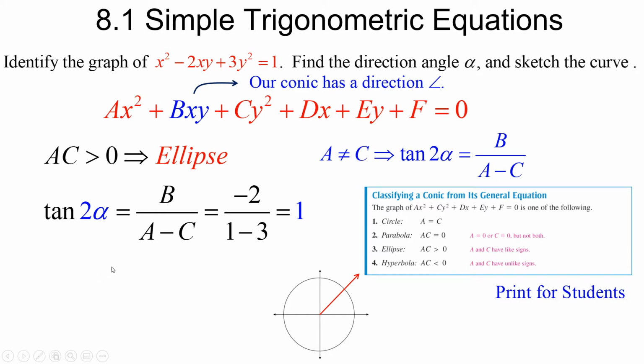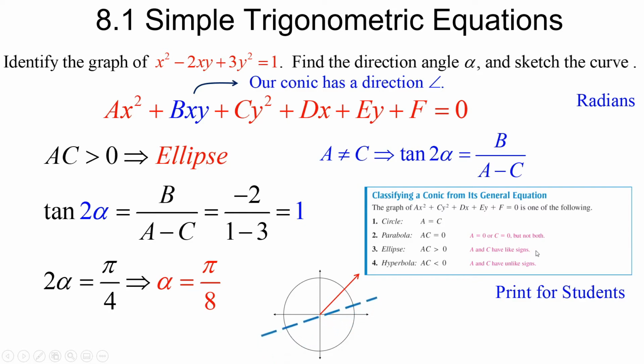So I already know that tangent of 2 alpha equals 1 implies 2 alpha would have to equal, and what are we in? Do they tell us anything here? No, so we could be in radians or degrees. I'm probably going to go radians here. Yeah, radians, pi over 4. So if 2 times alpha equals pi over 4, then alpha equals what? Divide both sides by 2 now, pi over 8. So my direction angle is pi over 8, which I can already visualize right now.